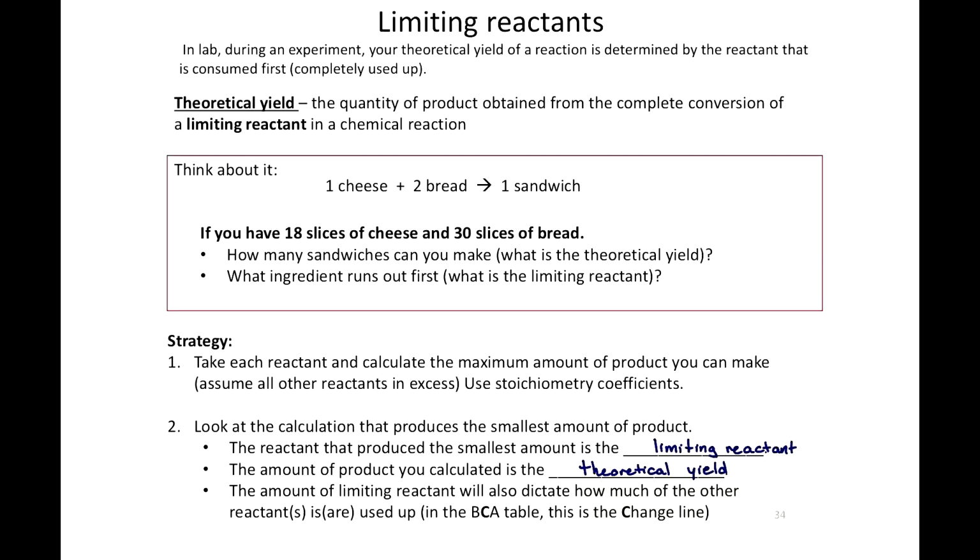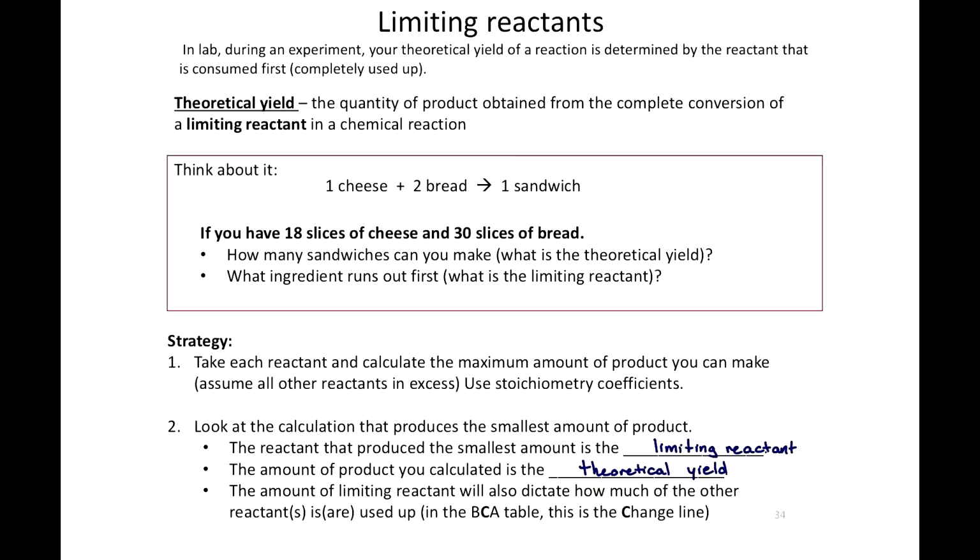So let's think about it. If we were in the kitchen doing this chemical reaction, 1 cheese plus 2 breads is 1 sad sandwich. If I told you you have 18 slices of cheese and 30 slices of bread, what's the first question? How many sandwiches can you make? Can you just look at that and figure it out? How many sandwiches? 15. And you did that all in your head, yeah. But think about the steps you took to get there, all right? So here's another question. Which ingredient runs out first? What made you think it was 15 sandwiches?